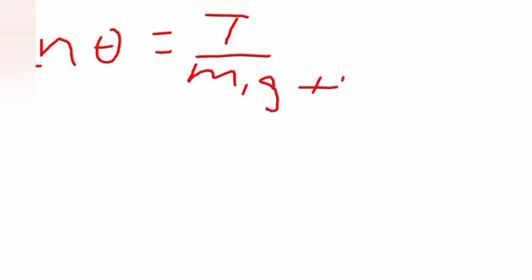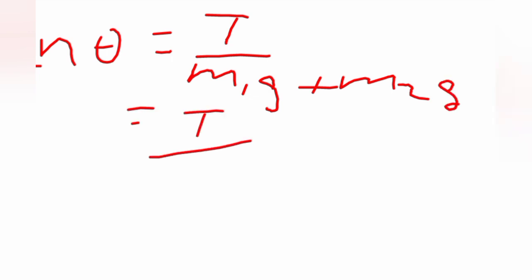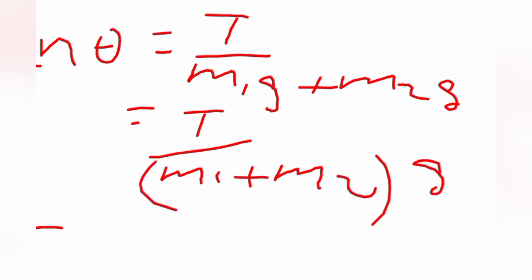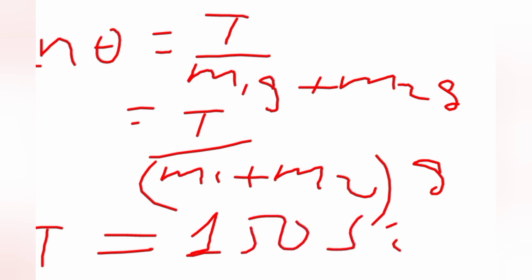Sine of angle theta is equal to tension over m1g plus m2g, so this is equal to tension over (m1 plus m2) times g. From this, tension is equal to mass 1 plus mass 2, where mass 1 is 10 and mass 2 is 5, so 15, times gravity, let's say 10, which is 150, times sine of theta.